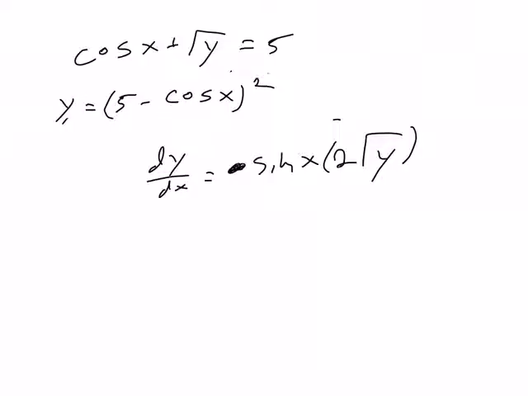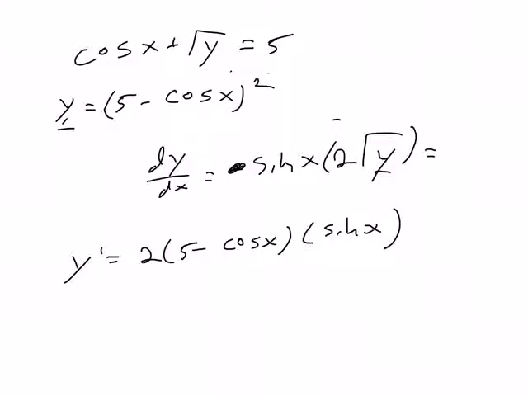That's what y is equal. So y prime is going to be 2 times (5 minus cosine x) times sine x. Now let's plug in y over here. So this is going to give me sine x times 2. And then I'm just going to plug this in and the squares are going to cancel. So it's going to be 5 minus cosine x. So we get the same thing. Very cool. Okay, so now we're just going to find stuff using implicit differentiation.